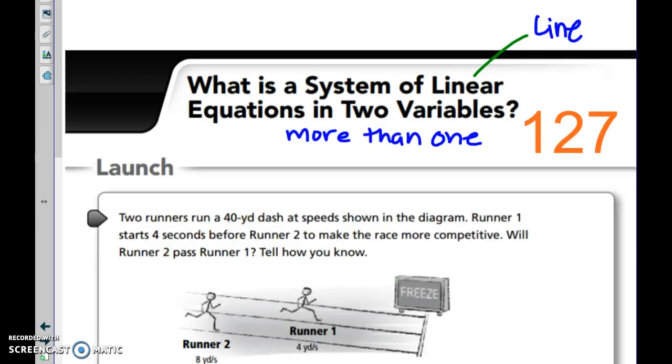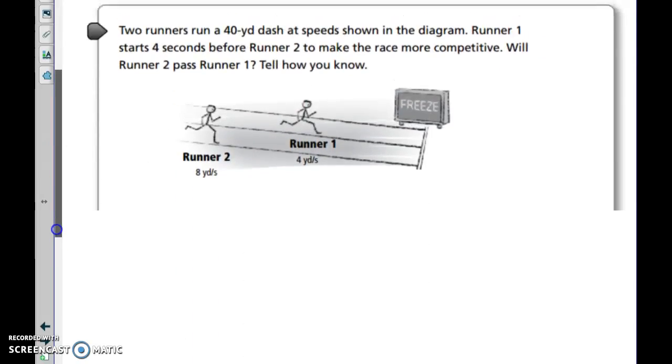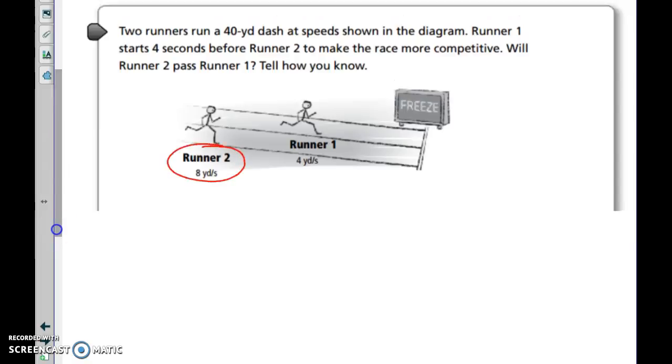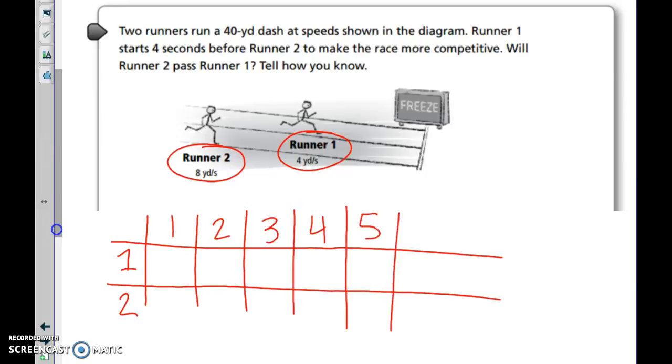So, back to our first page. We are talking about two friends running a race, and runner 2 waits 4 seconds before starting. Runner 1 starts at the starting line, but runner 1 obviously is slower. The question is, will these runners ever pass each other? So I'm kind of going to make a little table here, and we have runner 1 and we have runner 2. And let's put our seconds on this table. So we have 1 second, 2 seconds, 3 seconds, 4 seconds, 5 seconds, 6 seconds, 7 seconds, 8 seconds.